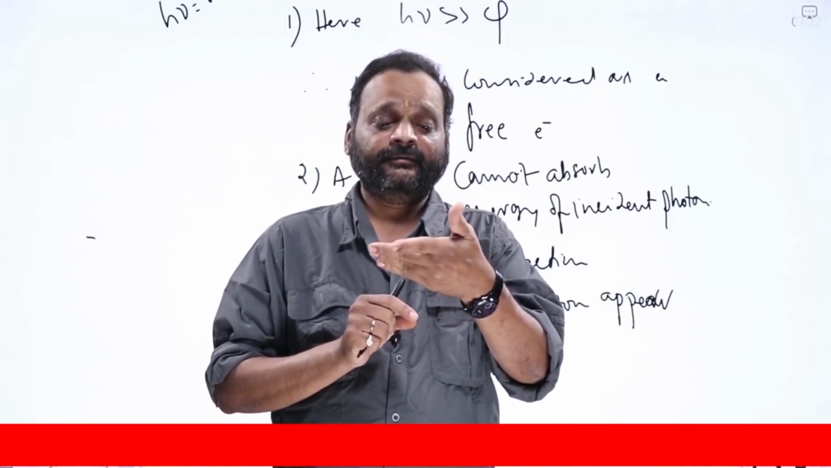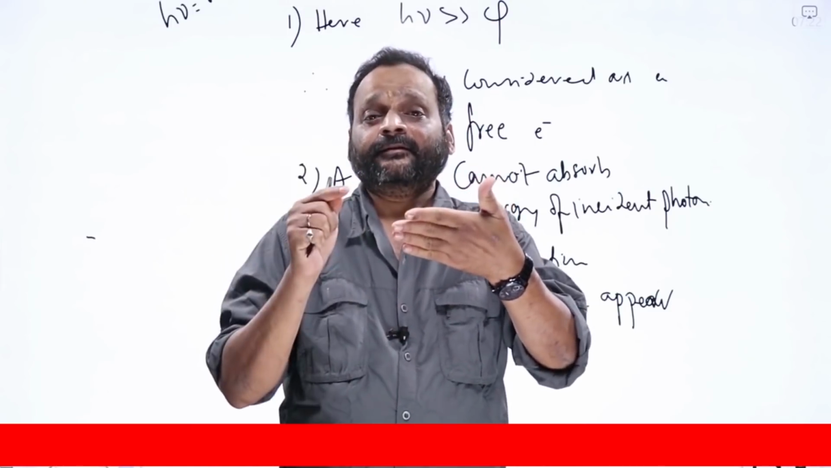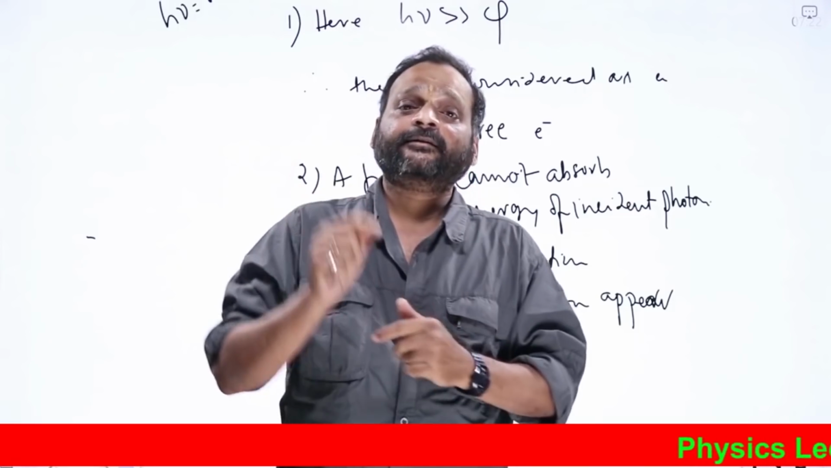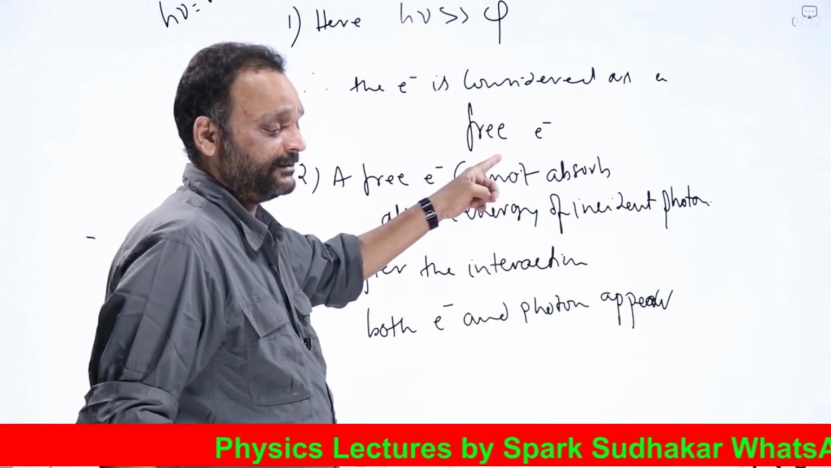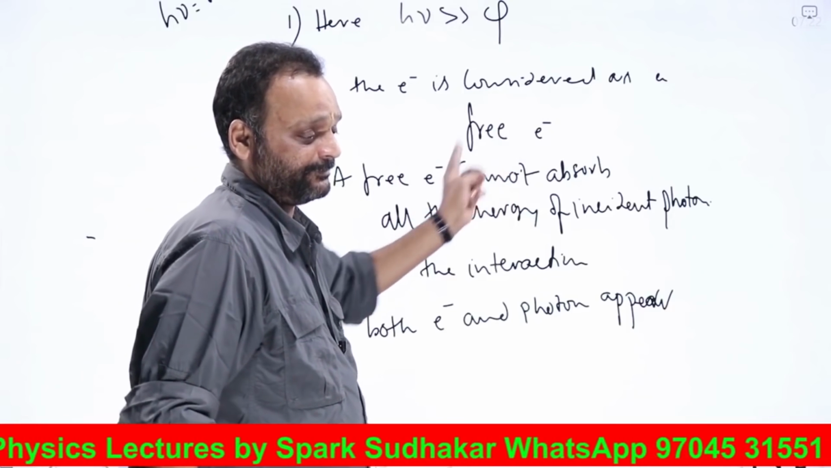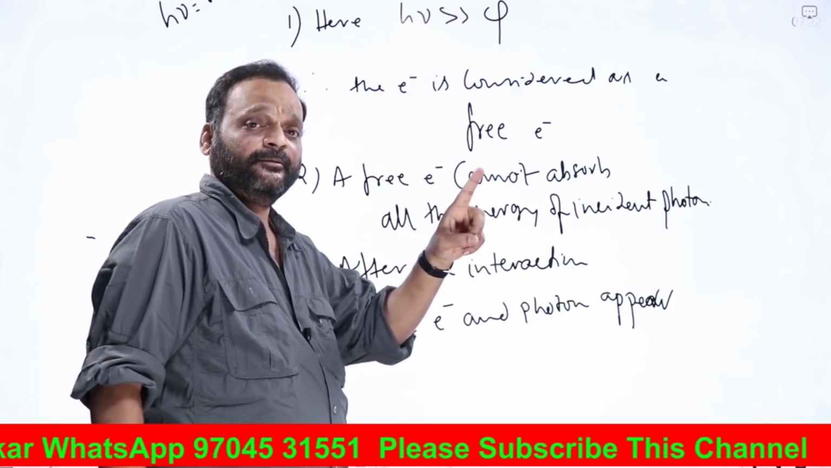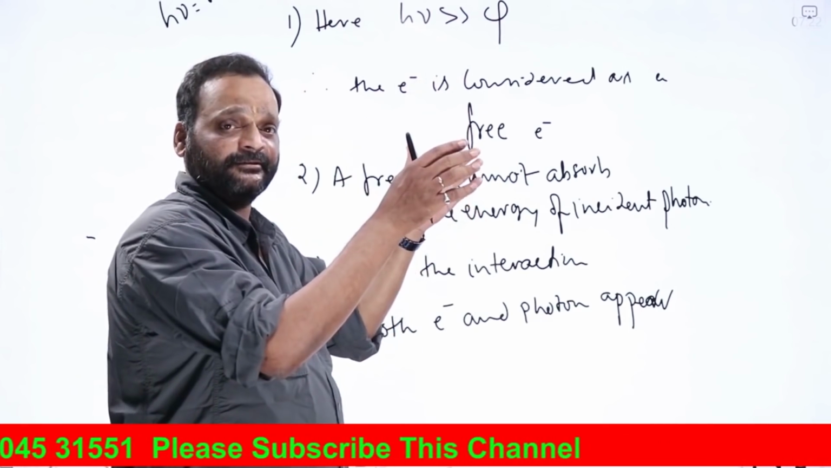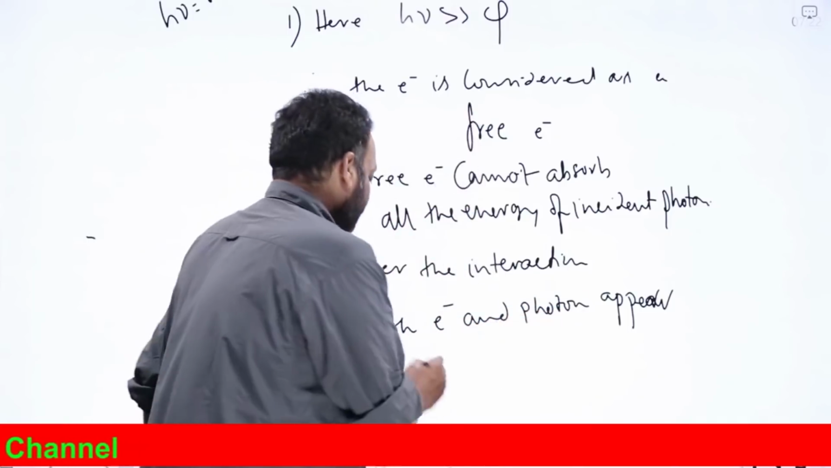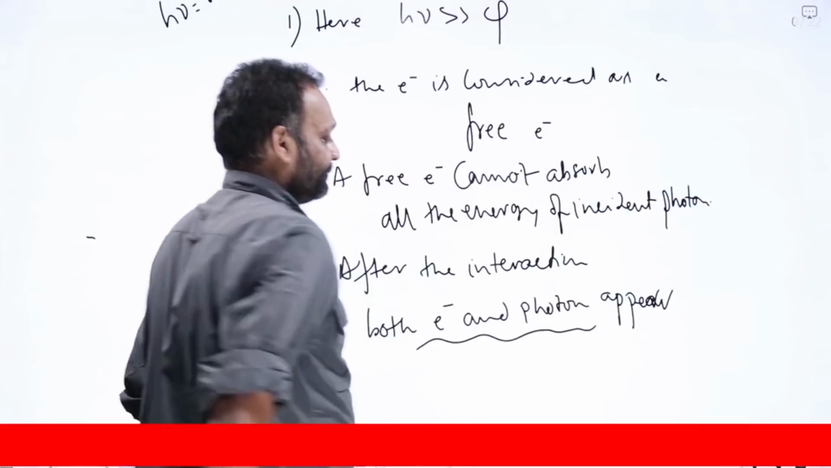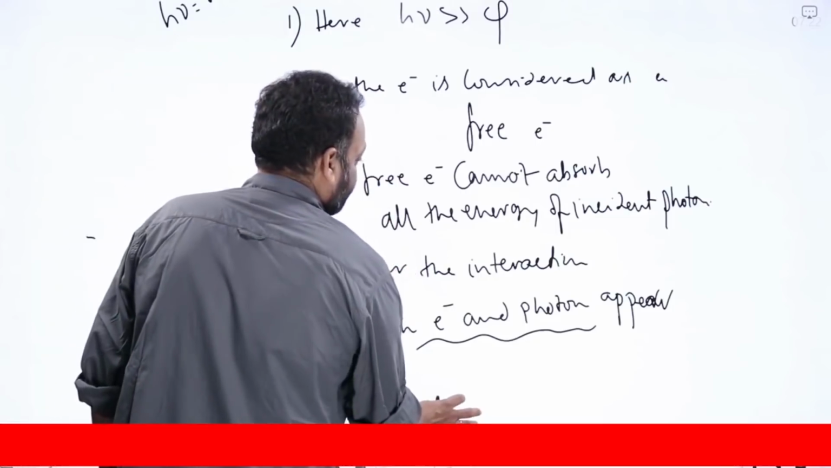In the examinations also, questions will come on a photon interacting with a free electron. Whenever I use the word free electron, it is Compton effect. In Compton effect, after the interaction, both electron and photon appear. In photoelectric effect, the photon disappears because there the electron is a bound electron; the photon loses all its energy to the electron and disappears after the interaction. Here, the photon also appears, meaning both electron and photon appear. That's one important aspect. Next one.